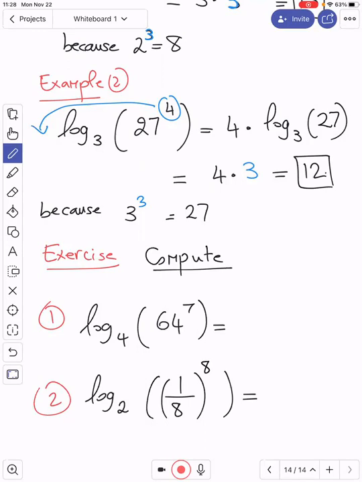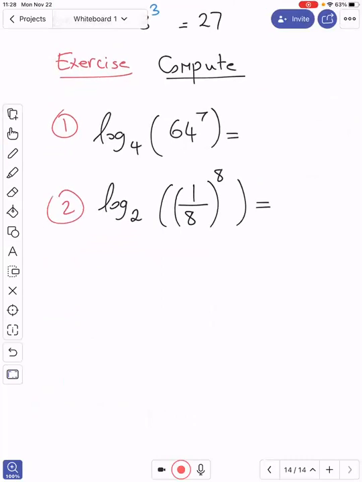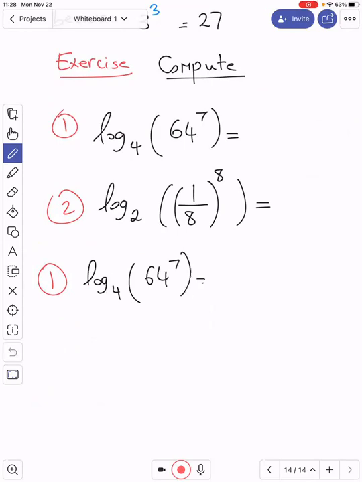Yeah, so for number 1, it's log in base 4 of 64 to the power 7. Whenever you have a power inside the log, you can move the power to the front of the log. So this is 7 times log in base 4 of 64. So the question now is, what's the log in base 4 of 64?